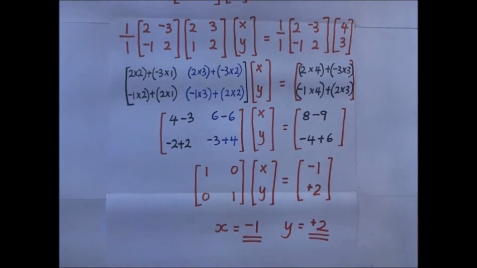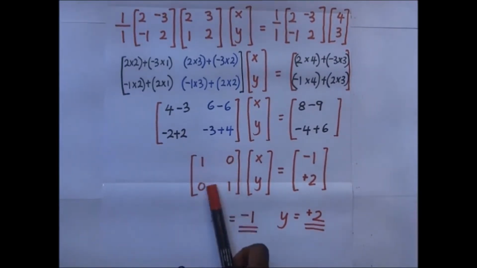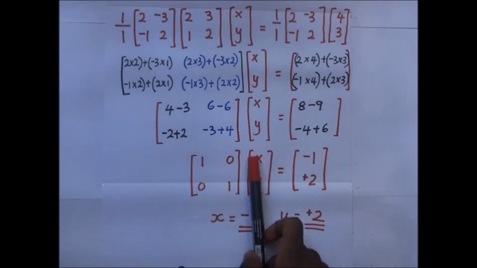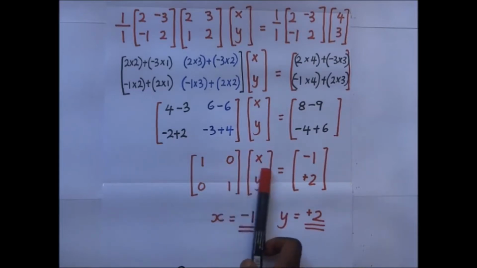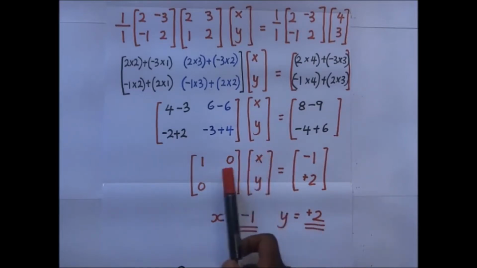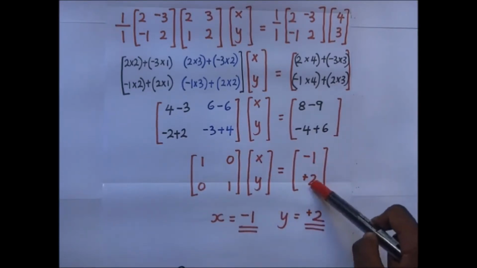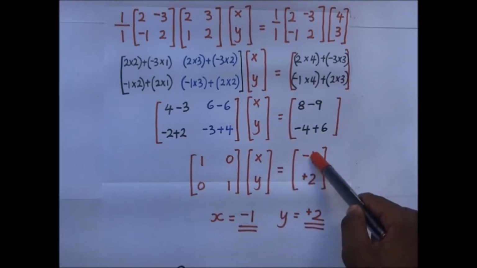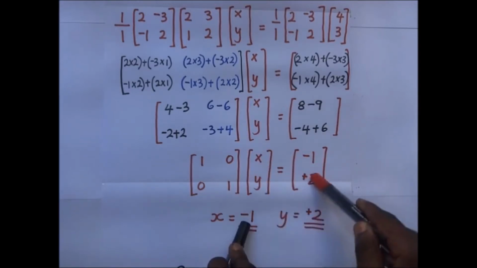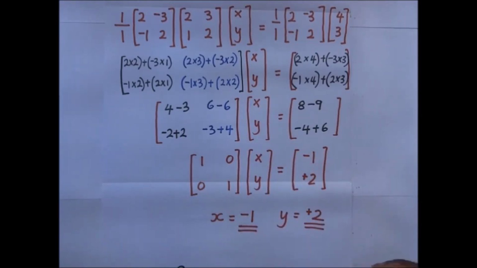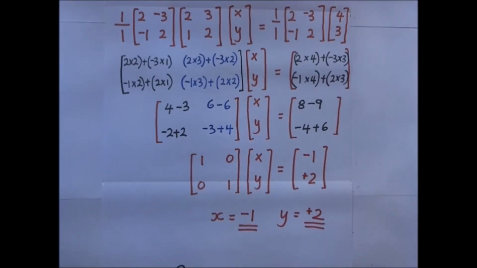So now, of course, when we multiply an identity matrix by any matrix, this gives us the same. This times xy gives us xy is equal to negative 1, 2. So it means our value of x is negative 1 and our value of y is positive 2. And so this is how we solve a simultaneous equation using the matrix method. We'll do one more example.